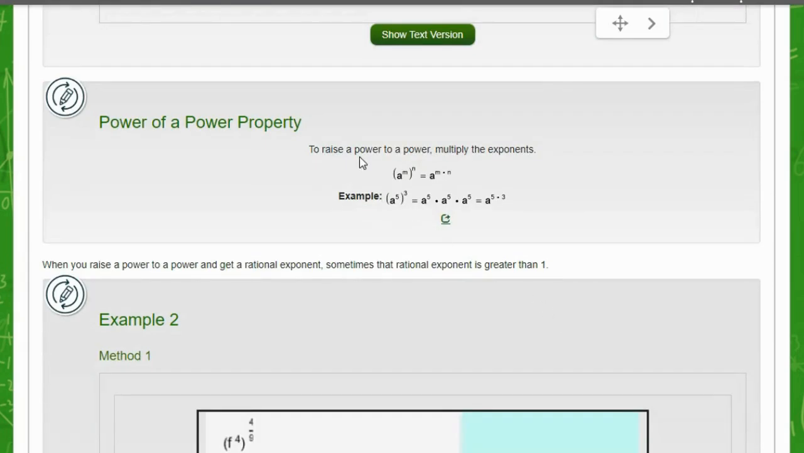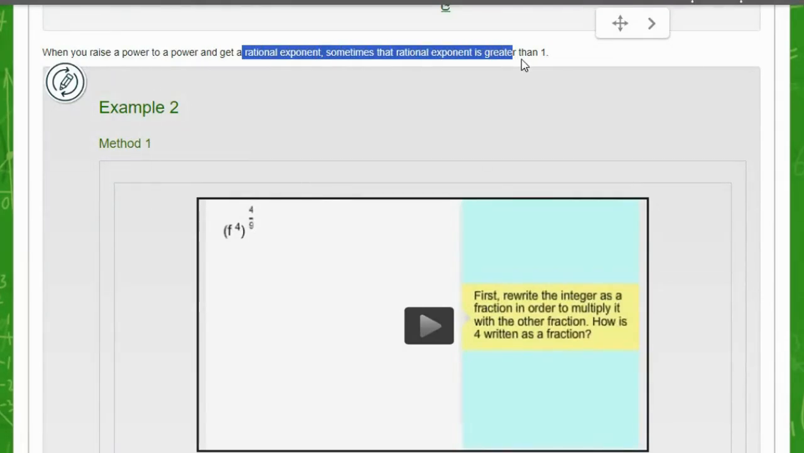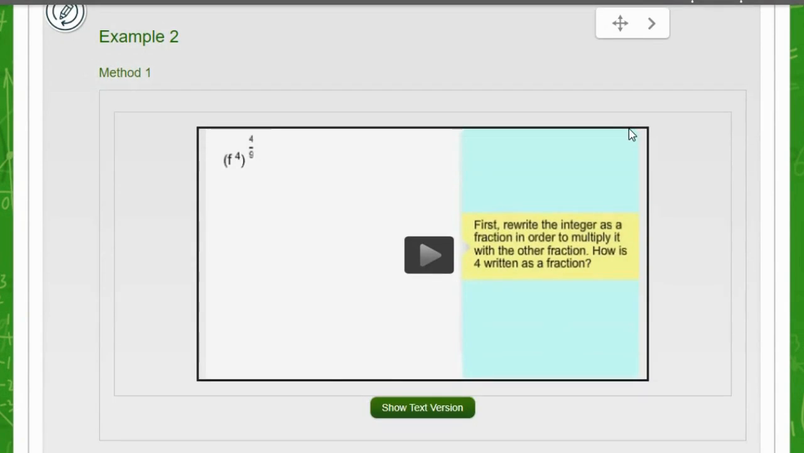So to raise a power to a power, you multiply the exponents. a to the m raised to the n is a to the m times n. So a to the 5th to the 3rd. We did x to the 3rd to the 4th in our example, but that's it right there. When you raise a power to a power and get a rational exponent, sometimes that's a number that's greater than 1. So let's see this.